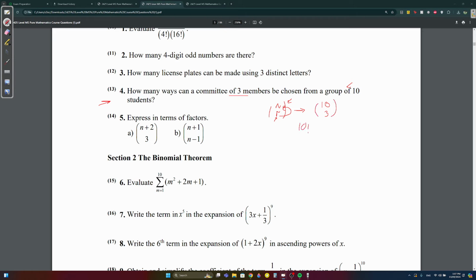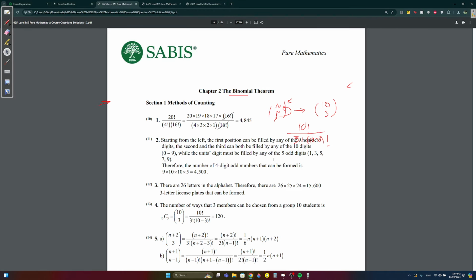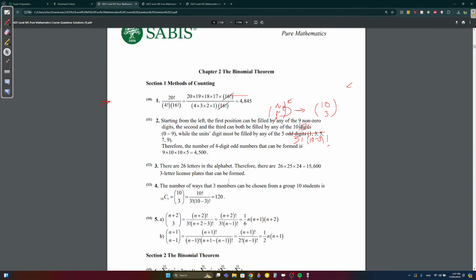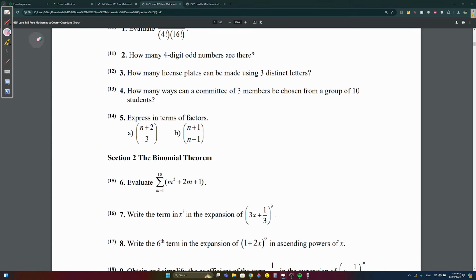10C3 is just equal to 10 factorial over 3 factorial times (10 minus 3) factorial, or you can just do it in a calculator. Okay, I won't solve it. How much is the answer? 120. Okay, 5.